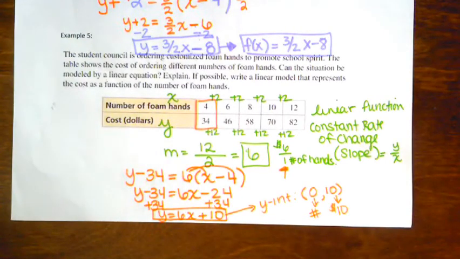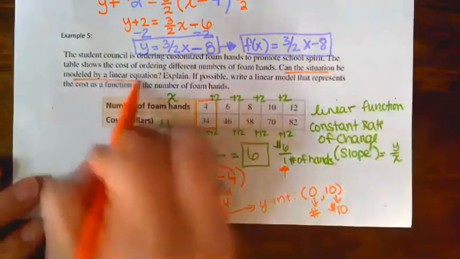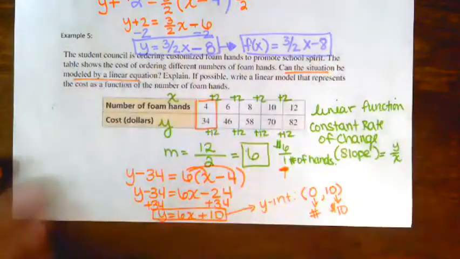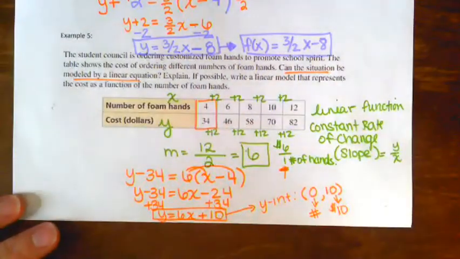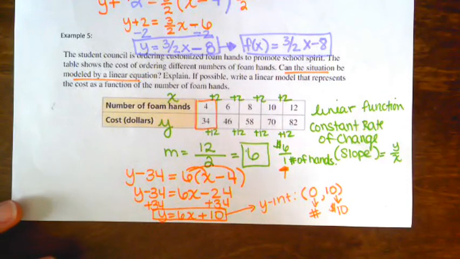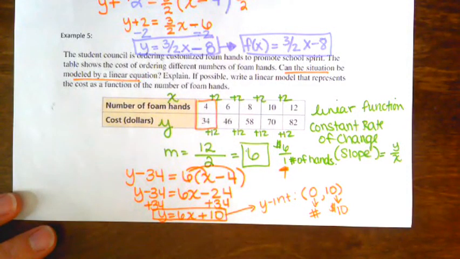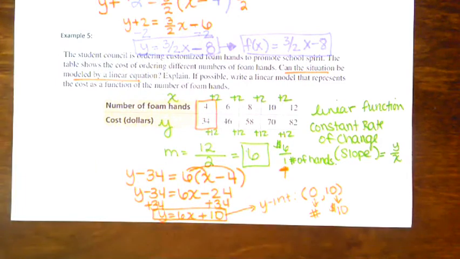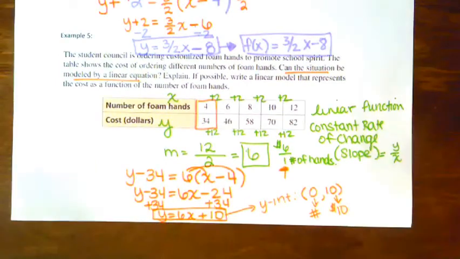Okay. All right. So can the situation be modeled as a linear equation? Yes, it can, because each time it is increasing by a constant rate of change, right? Explain if possible, write a linear model that represents the cost. Well, did we do that? Yeah, we did. Okay. All right. Any questions with that? So was that story problem as bad as you guys thought it was?